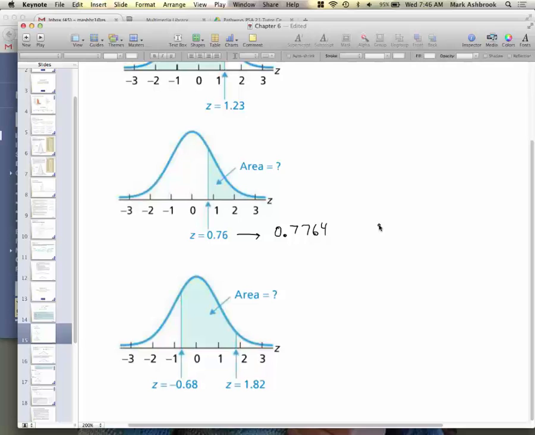So is that the area that's being shown? 0.7764. No. So Kesman, why not? What do I have to do? Right. The total of all the data is 100% or 1, and that's the total area under the curve. So if we want the area greater than 0.76 standard deviations above the mean, then we've got to do 1 minus that. So is this 0.2236?